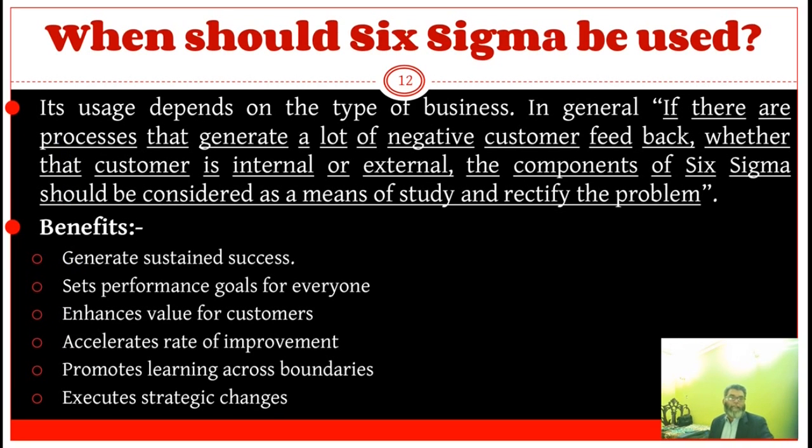So when Six Sigma can be used, its usage depends on the type of business. In general, if there are processes that generate a lot of negative customer feedback, whether that customer is internal or external, the components of Six Sigma should be considered as a means of study and rectify the problems. The general benefits are generate sustained success, sets performance goals for everyone, enhance value for customers, accelerate rate of improvement, promotes learning across boundaries, execute strategic changes.